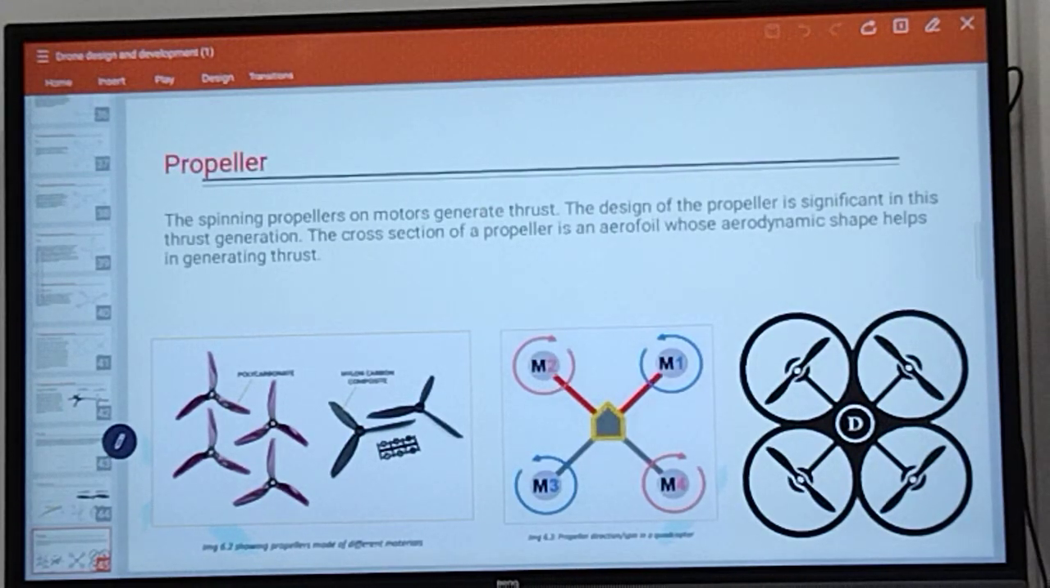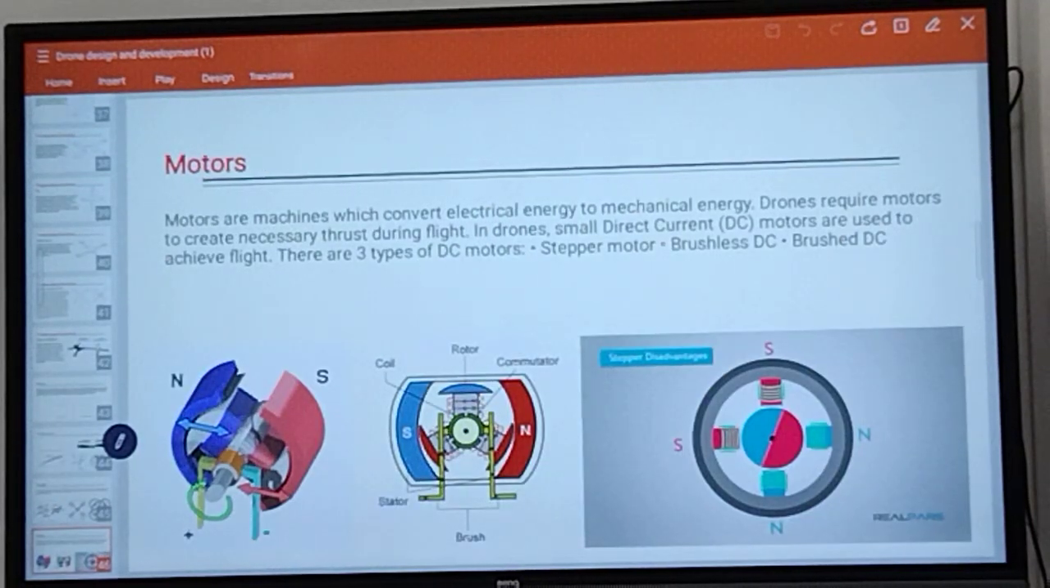The spinning propellers on motors generate thrust. The design of the propeller is significant in its thrust generation. The cross section of the propeller is an aerofoil whose aerodynamic shape helps in generating the thrust. To generate that thrust, that specific design is needed. Motors are machines which convert electrical energy to mechanical energy.